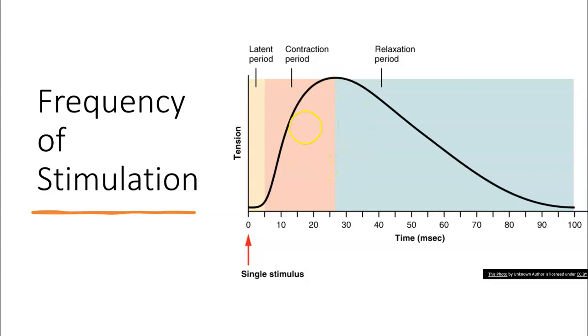The last phase then is the relaxation phase, when tension decreases as the contraction stops. Calcium ions will be pumped out of the sarcoplasm into the sarcoplasmic reticulum, the cross-bridge cycling stops, and the muscle fiber returns to its resting state.